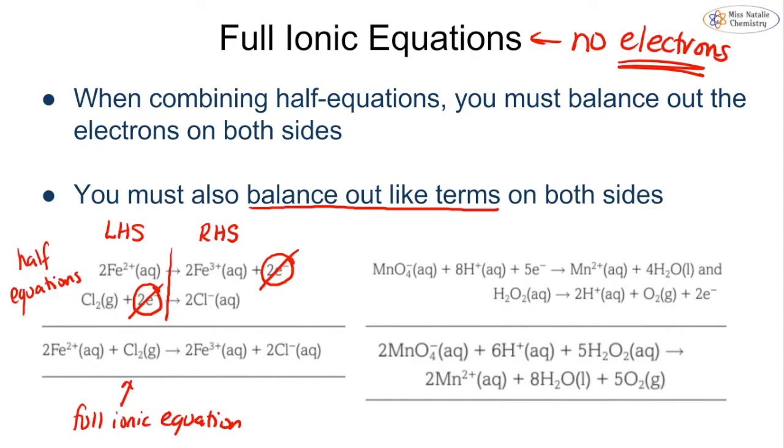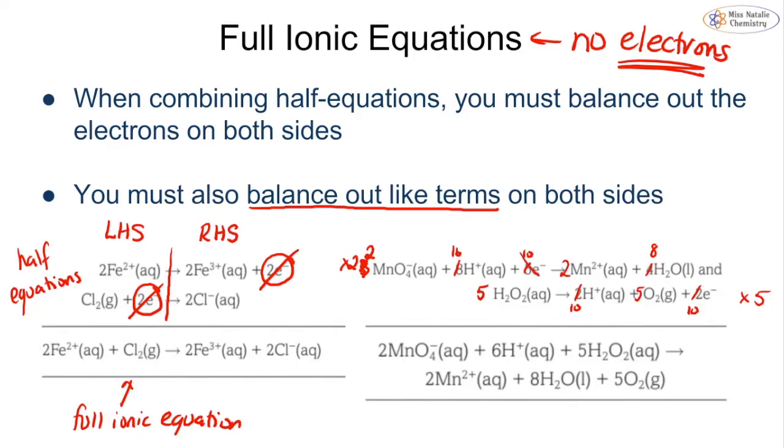If we look at the other one, you can see that we have got 5 electrons and 2 electrons, so these are not balancing out. So for the top one we have to multiply everything by 2, and for the bottom we have to multiply everything by 5. That would give us 2 MnO4-, 16 hydrogens and 10 electrons, with 2 Mn2+ and 8 waters. That would then give us 5 H2O2 plus 10 hydrogens, 5 oxygens, and 10 electrons.